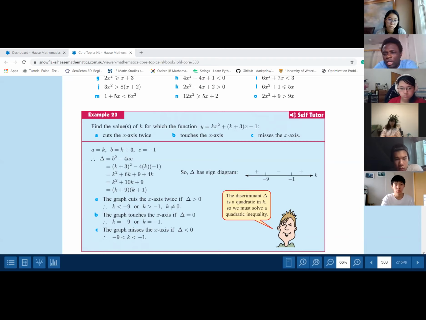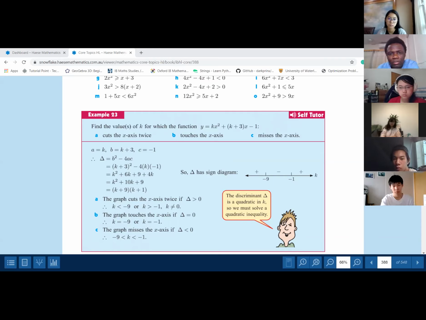Look at the original function and tell us why k equal to 0 must be excluded. If k is 0, then there's no x squared. Good. What kind of function do we now have? Yes, it will become linear.